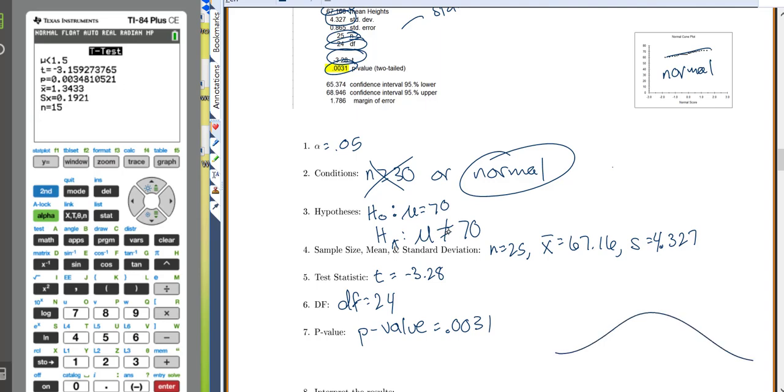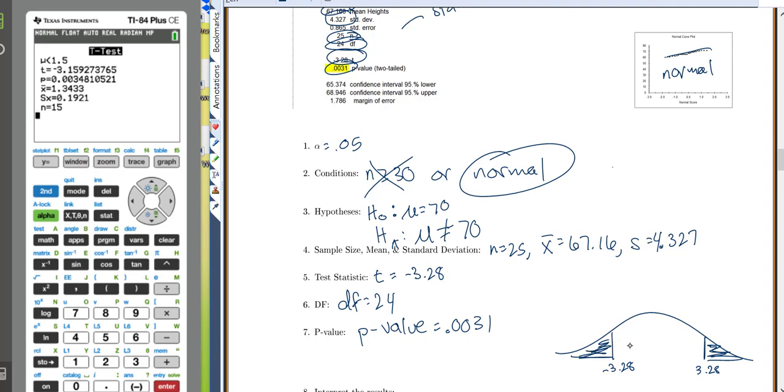Now here's where you need to think a little bit. Okay, so look at your alternative. Mu is not equal to 70. If it's a not equal to, you know you want the area in both tails. So you take your test statistic of negative 3.28, this would then be positive 3.28, and you find the area in both tails. Because it's a not equal to, that's area in both tails.